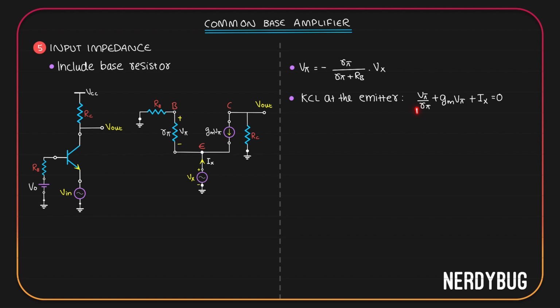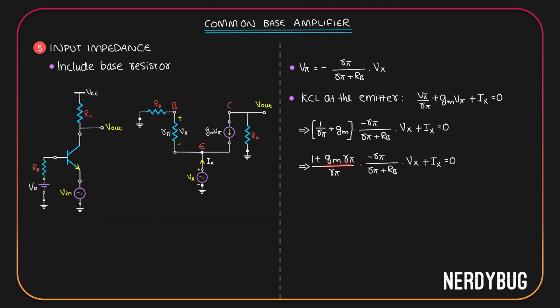Here we have V pi by R pi plus Gm V pi. It can be written as 1 by R pi plus Gm multiplied by V pi. But V pi is this much. Using both these ideas, we can write the expression like this. 1 by R pi plus Gm multiplied by V pi, which is this much, plus Ix is equal to 0. Again, 1 by R pi plus Gm can be written as 1 plus Gm R pi divided by R pi. That gives us Gm R pi, which can be replaced by beta. We have R pi here, that can be cancelled. Then the equation becomes like this.